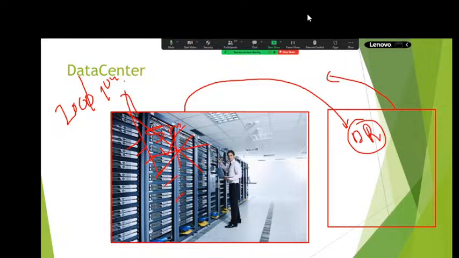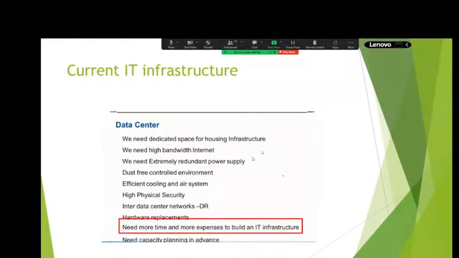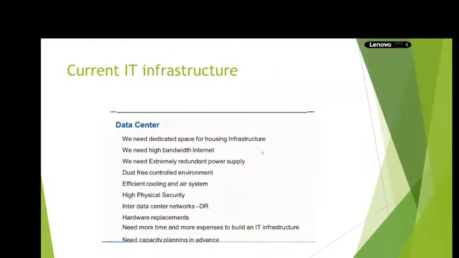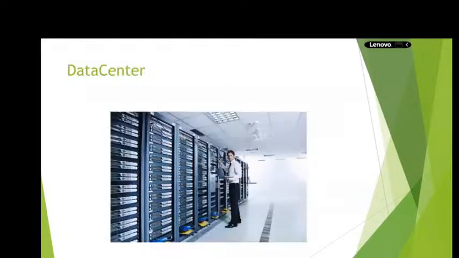To build another same data center, again it is a cost. Next, the other thing is we need more time and more expense to build infrastructure. As I said, if you would like to build a few servers, it will take a minimum of 7 to 10 days, even in real time. Because of all these challenges, the entire IT industry is looking towards cloud, cloud, cloud.